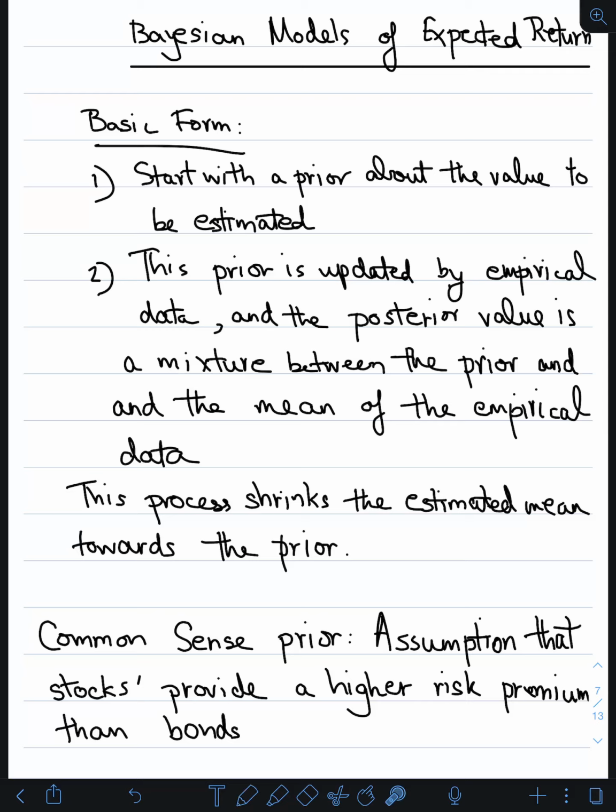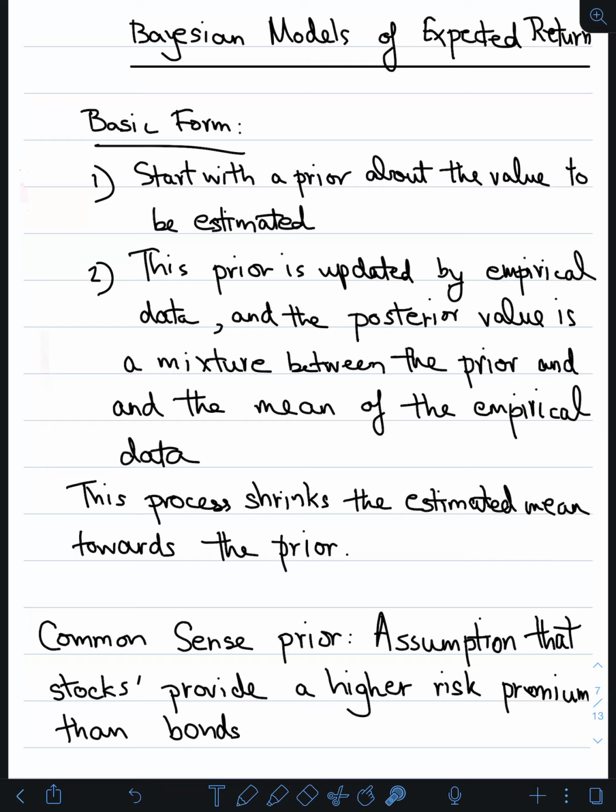This video describes Bayesian models of expected return and tries to explain how we can go about finding the future expected return using a Bayesian process. Okay, what is the basic form of a Bayesian process? You start with the prior about the value to be estimated. So in this case, we're trying to estimate the expected return.